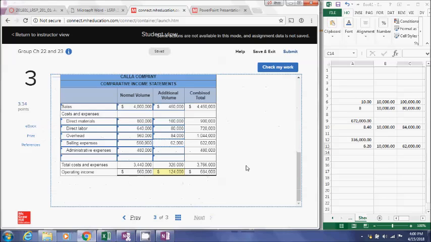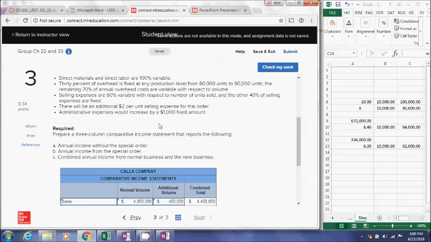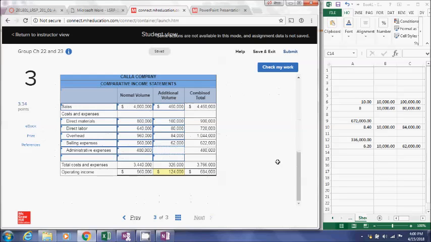All right. What did they say about administrative expenses? It's all fixed, but it's going to increase by $1,000. That's simple, just $1,000, because the 480 is a sunk cost. It's nothing we can do about it. We can't change it. So we're just going to do the $1,000.